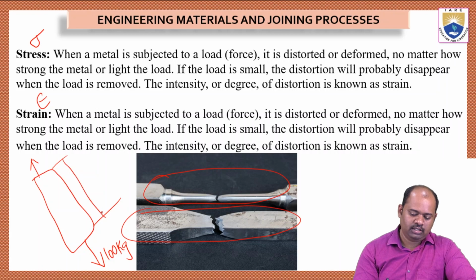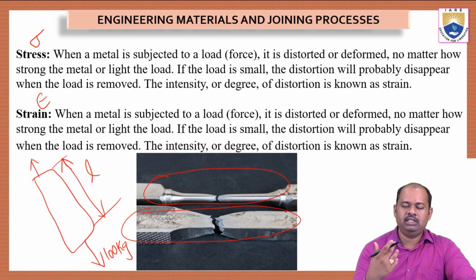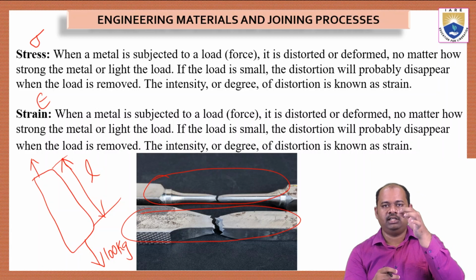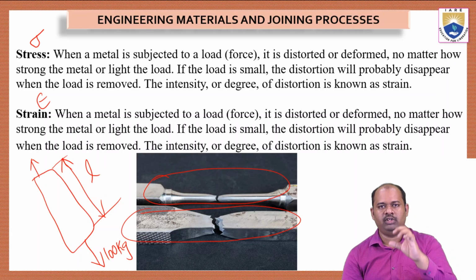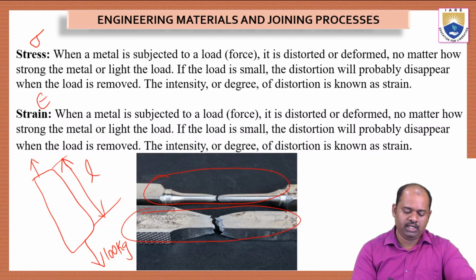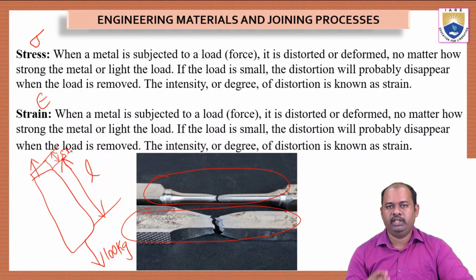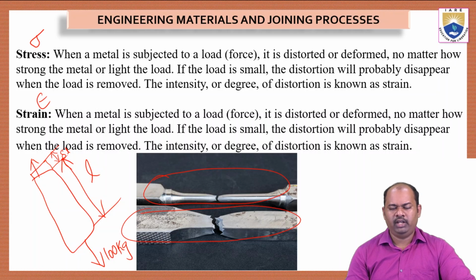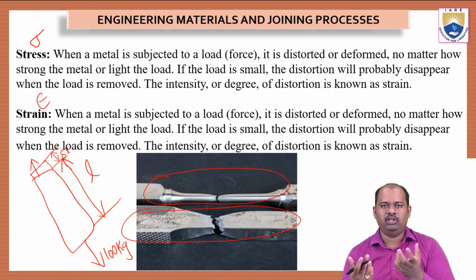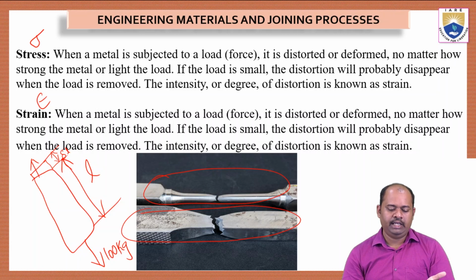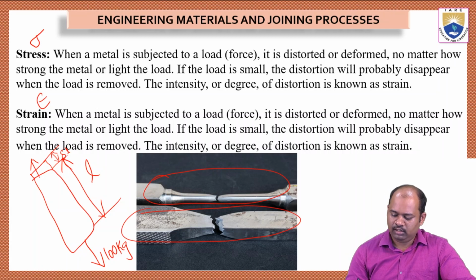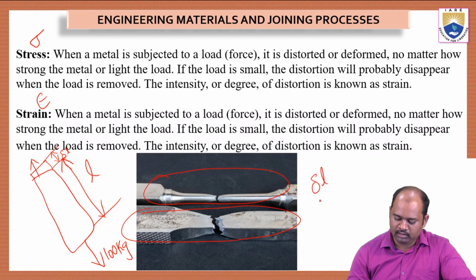Initially its length is L. Now after applying the load, the length has changed to some extent. It will increase because I am applying a tensile load. Suppose the length increases by a small amount, that is delta L. So this is delta L, a very small change in the length of the body. Now when I apply some compressive load, the length will decrease. That can also be taken as delta L because it is the change in length. Now this ratio is delta L by L.